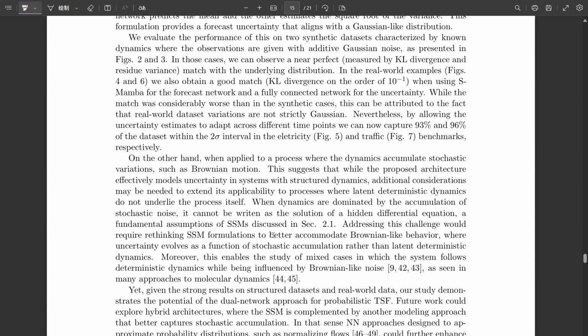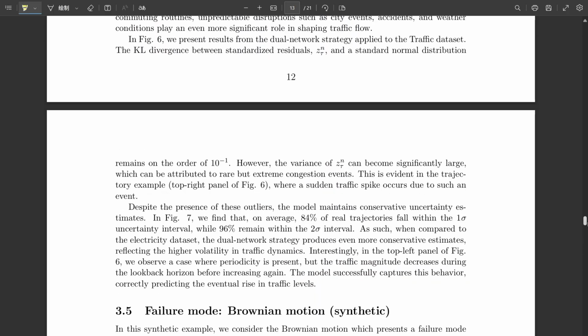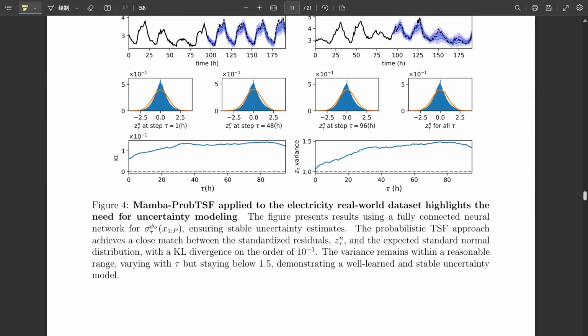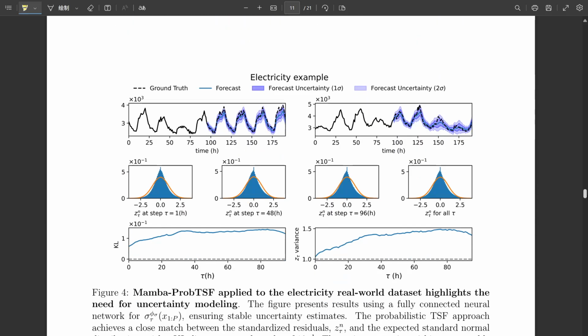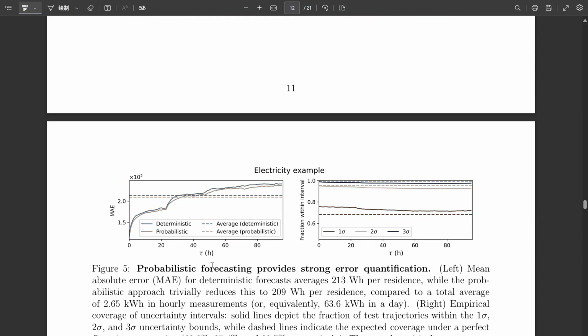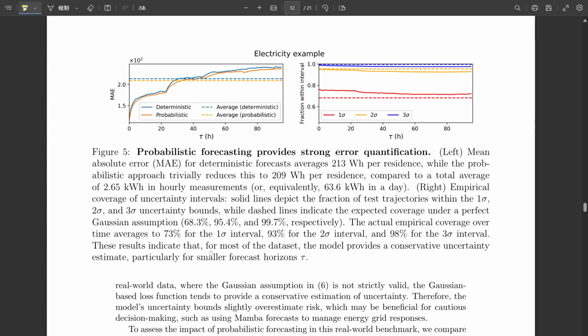Exactly. And on these, the performance was, well, frankly remarkable. Almost perfect. Really? Give us the numbers. For the sine dataset, the KL divergence was tiny, something like 10 to the minus 3. And the variance of the standardized residuals was basically spot on 1. Wow. For the Van der Pol oscillator, it was even slightly better. KL divergence down around 10 to the minus 4, variance again right near 1.